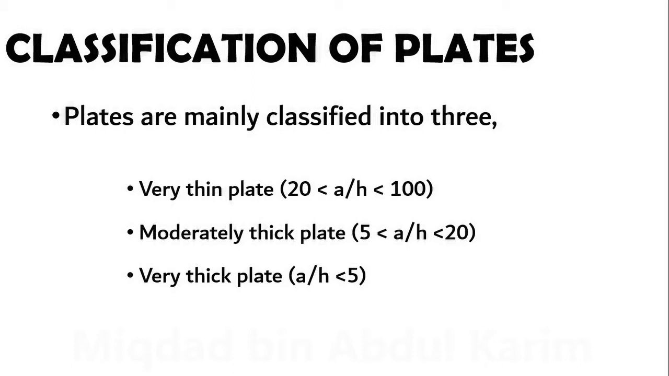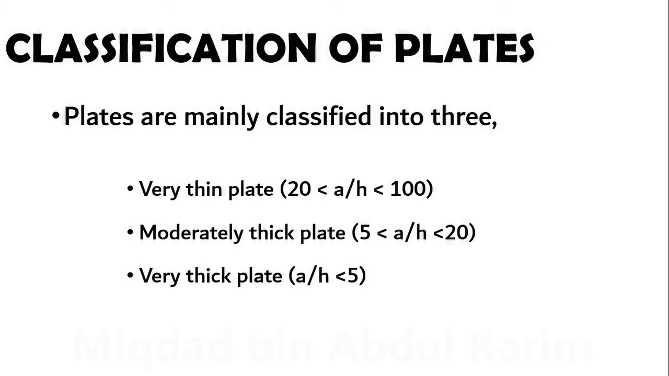Then coming to very thin plate, here the area to thickness ratio lies between 20 and 100. In the case of moderately thick plate, the A by H ratio lies between 5 and 20. And finally, in the case of very thick plate, the A by H ratio is less than 5. These are the main classification of plates.